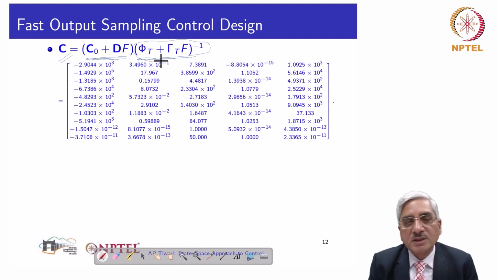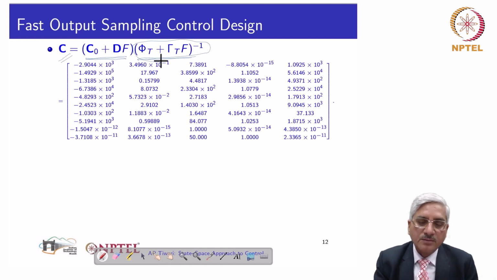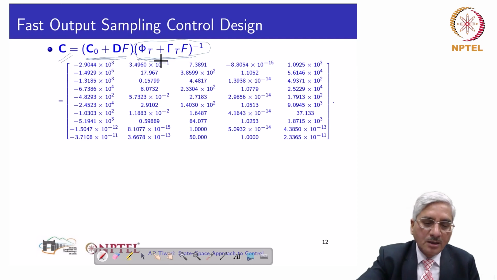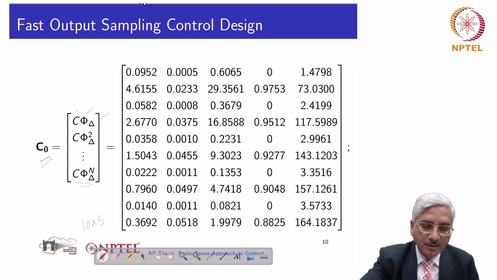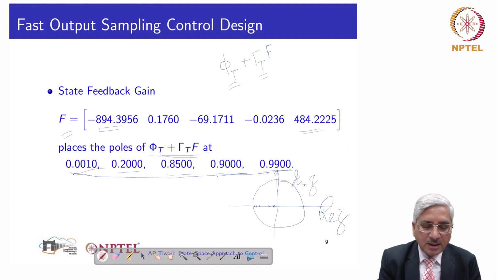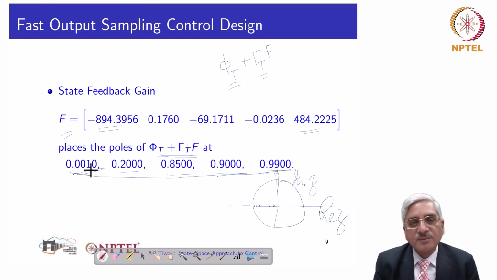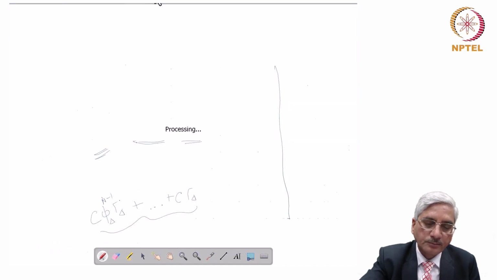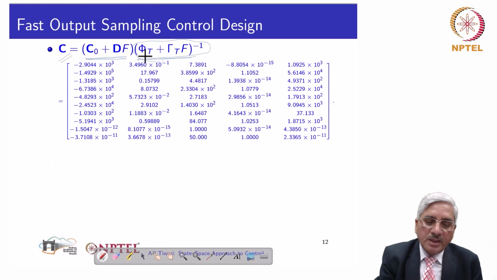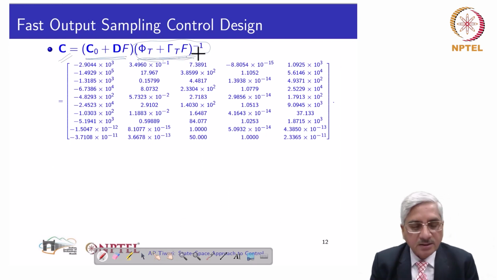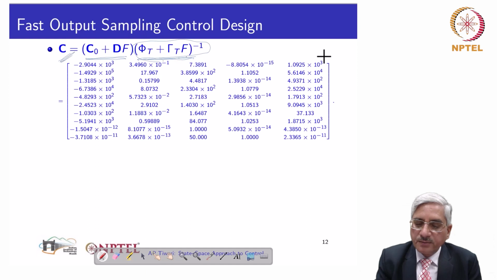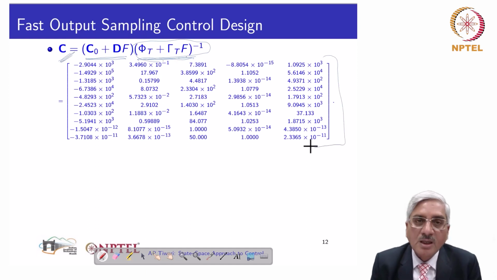This closed loop system with the state feedback should not have any pole, any eigenvalue at the origin, otherwise this inverse will not be possible. That we have done. We have obtained the F. The smallest eigenvalue is 0.001. It may give some numerical ill conditioning, but the matrix will be invertible. So we have selected F such that this inverse will exist, and so the C, if computed, comes like this. Now you can see that ill conditioning.